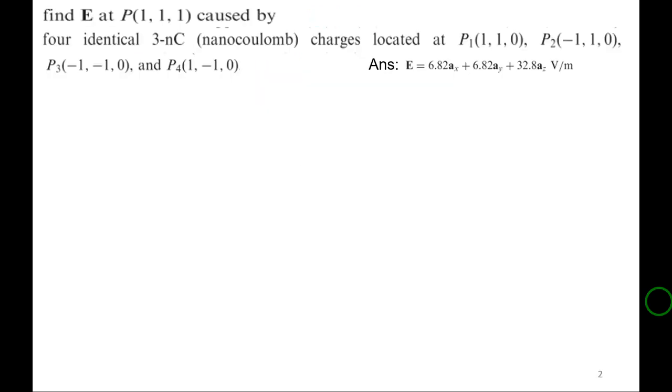Okay, we will take up this numerical. Find the electric field intensity E vector at the point P(1,1,1) caused by 4 identical 3 nanocoulomb charges located at P1, P2, P3, P4. The 4 charges are located here and they are equal, that is 3 nanocoulomb. So we will try to picturize it.